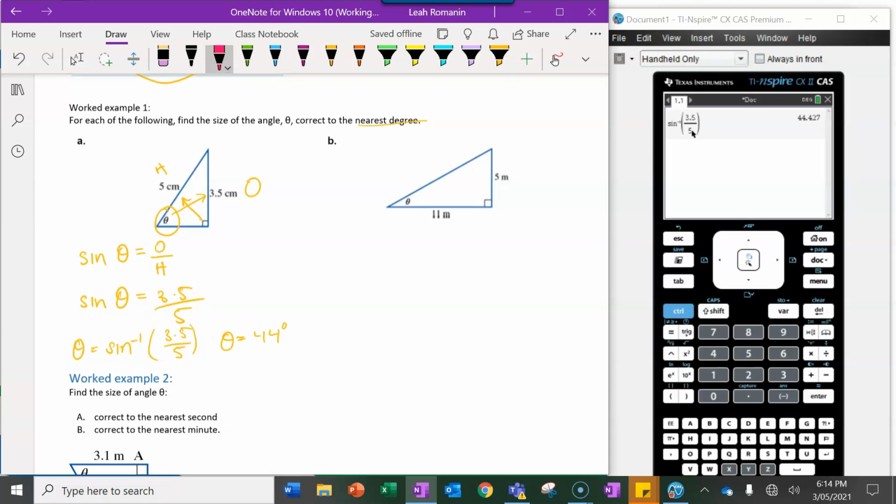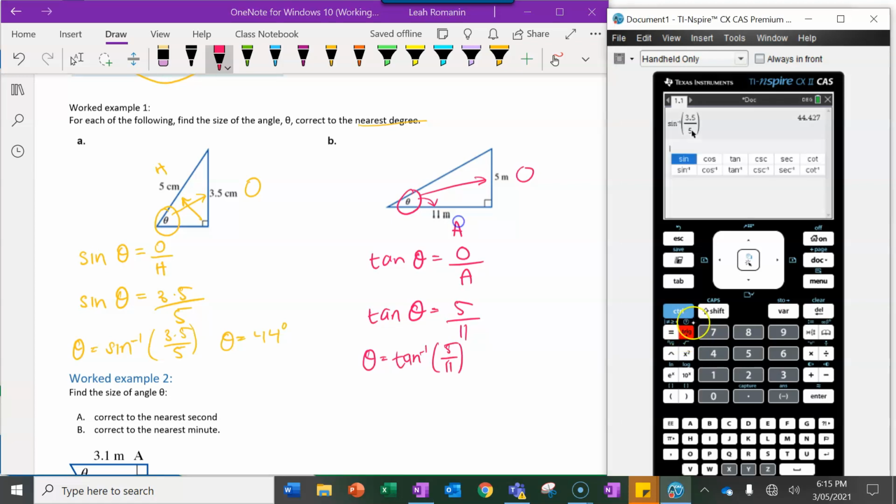So doing the same thing with B, I've got my theta here, which means that my 5 is opposite and the 11 is adjacent. So because I've got opposite and adjacent, I'm using tan. So tan theta is equal to opposite over adjacent. Substituting in my values, I've got 5 over 11. And then getting theta by itself, I'm moving tan to the other side, so I'm taking the inverse tan, so tan -1 and 5 over 11.